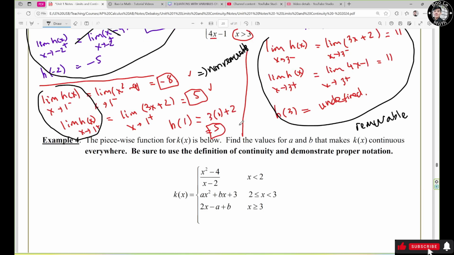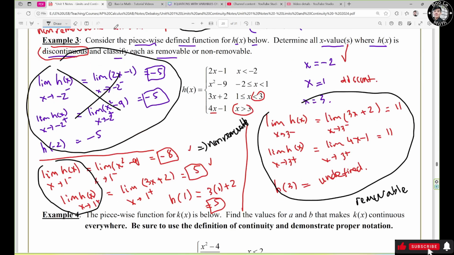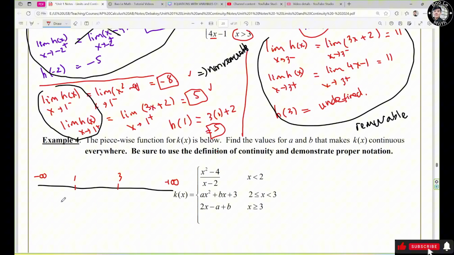Now we need to place all these numbers on the number line. So you need to find the interval where the function is continuous, which means negative infinity to 1, union 1 to 3, union 3 to infinity, right? Or you can write negative infinity to positive infinity, excluding the values 1 and 3, right? If you write it like this, you need to use the curly brackets, keep that in mind.